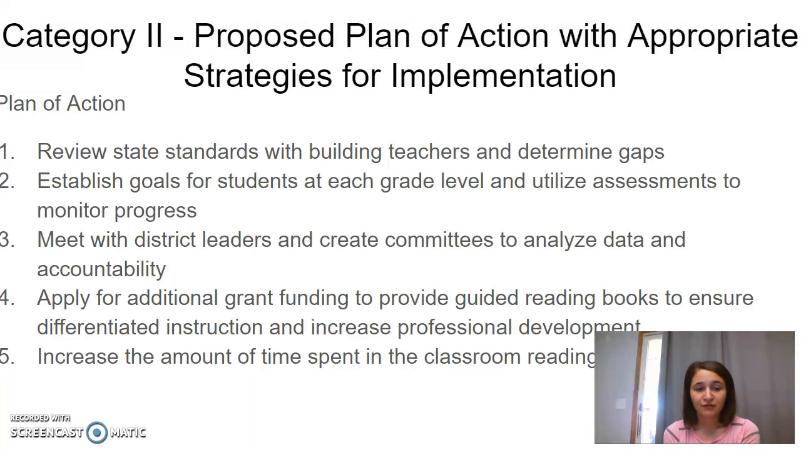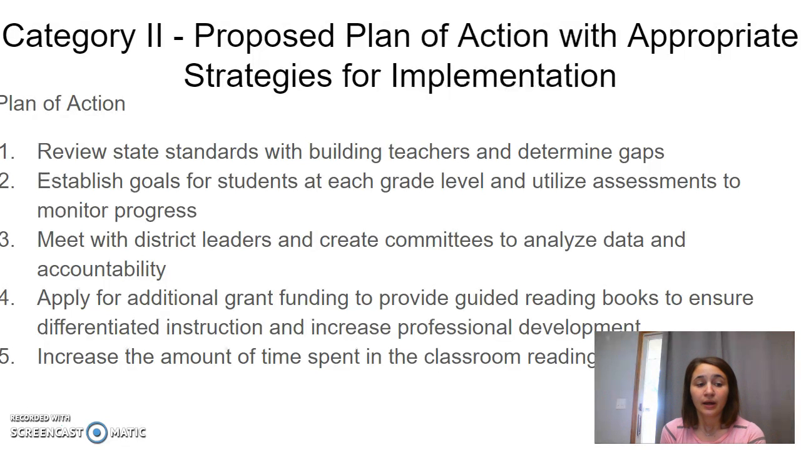Step 4, apply for additional grant funding to provide guided reading books to ensure differentiated instruction and to increase professional development, both in guided reading instruction and in data analysis for the teachers to increase their instruction. Step 5, increase the amount of time spent in the classroom, both in reading and writing.